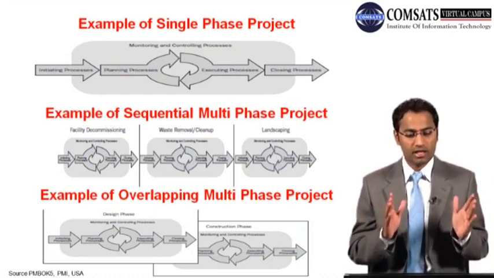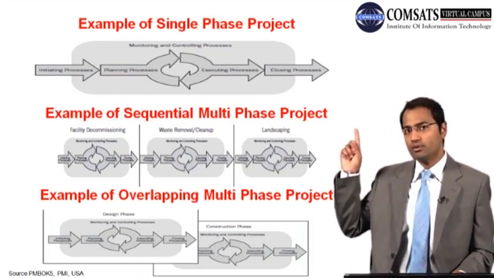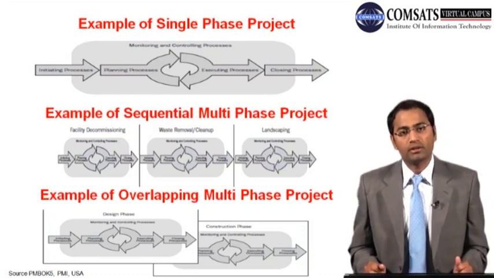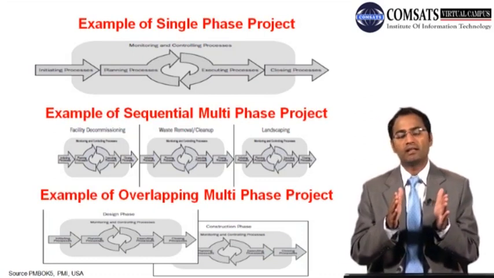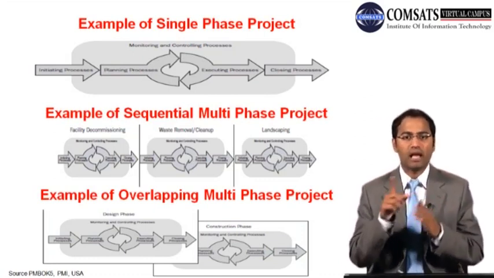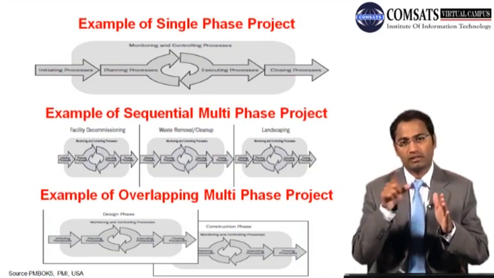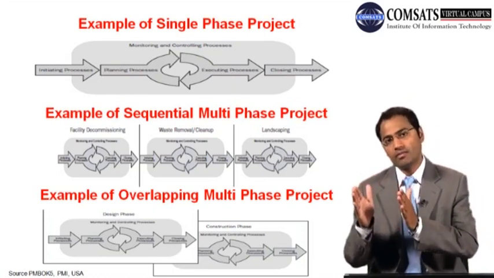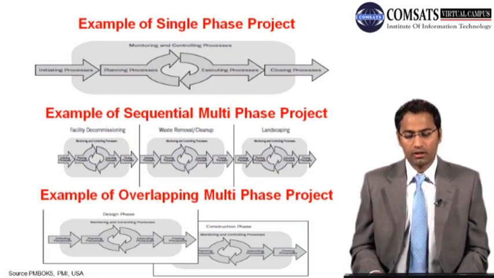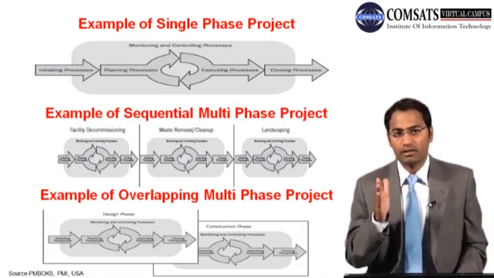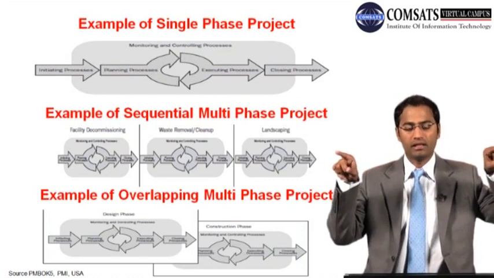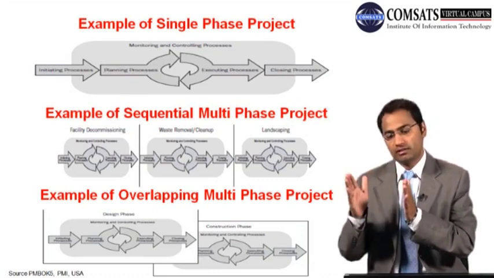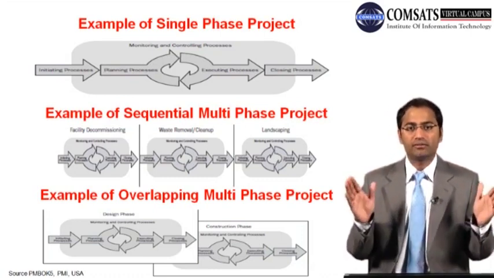When it comes to a simple project, we take this example. At the top you can see there is the initiation process, and after completing that initiation, you do the planning. Planning is iterative, planning is not static, so you keep doing that planning, but along with the planning you are also doing executing processes. Throughout the life cycle there are monitoring and controlling processes. When you close execution, the closing processes start. So this is for a simple project.